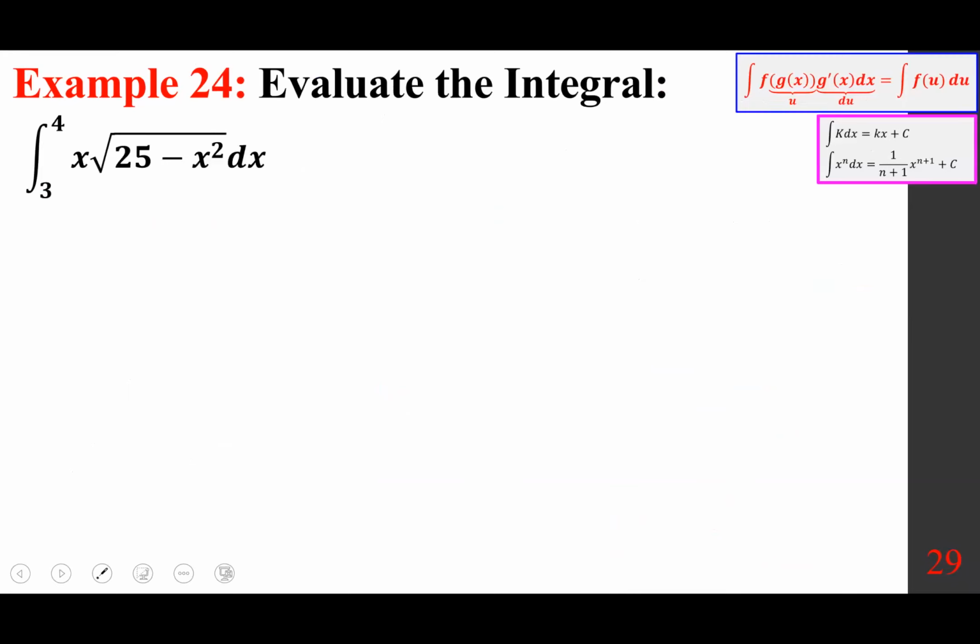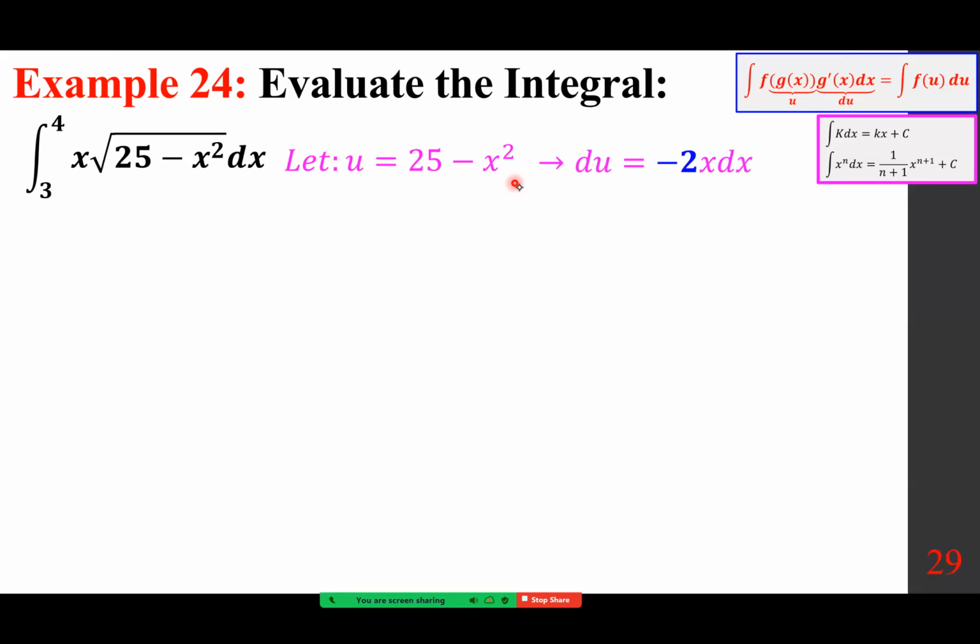Evaluate this integral. 25 minus x squared is the choice of u. The derivative is minus 2x, so du is minus 2x dx. We're going to move the x next to the dx.